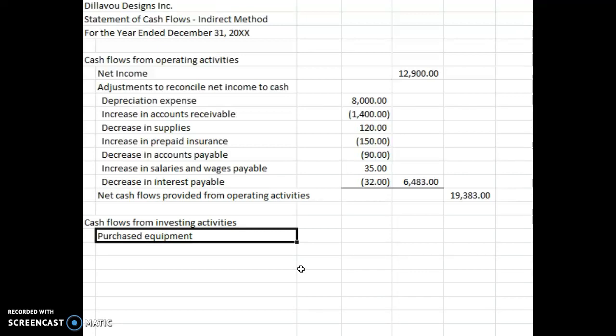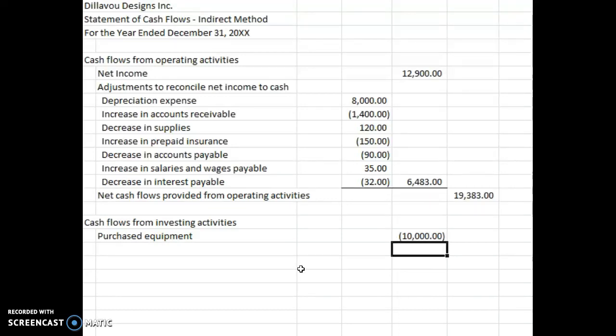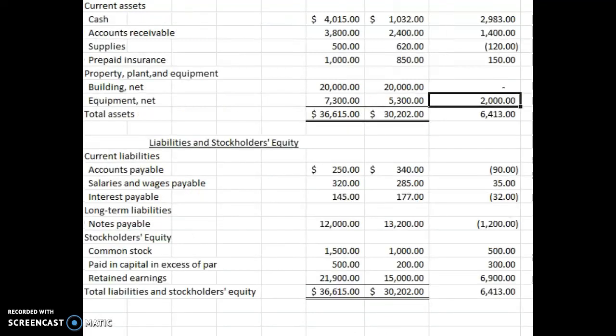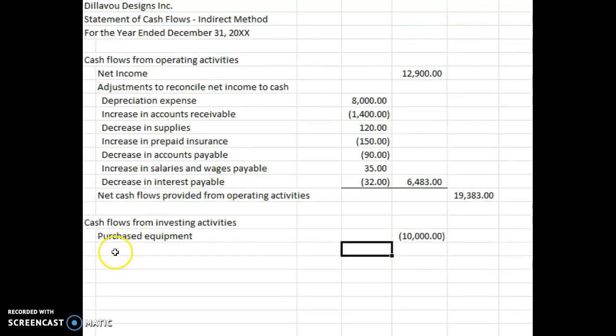So equipment, we know we purchased it. How much cash did we purchase it for? It was $10,000. So that's a cash outflow of $10,000. So we just put -10 there. Okay, and that was, again, the only thing we have here for long-term assets or investments. So this is our entire section.